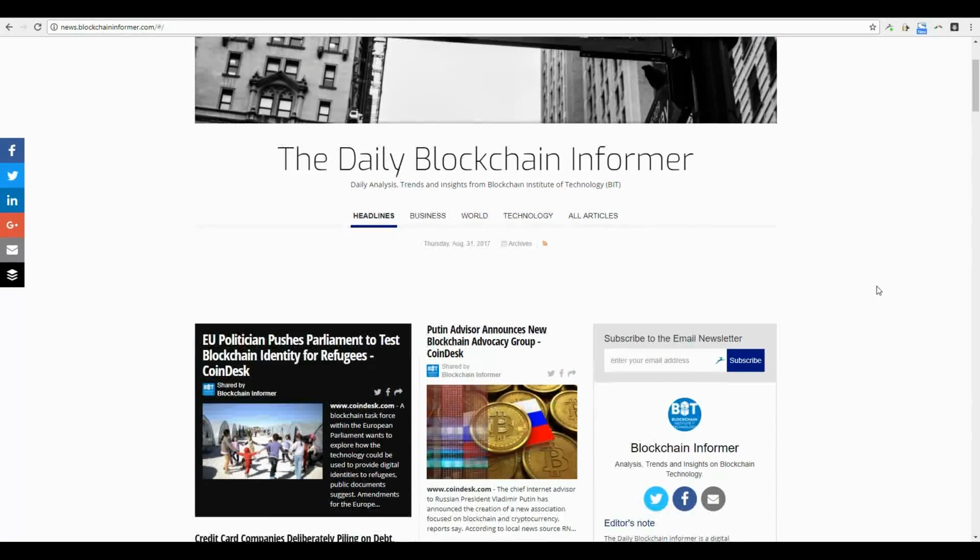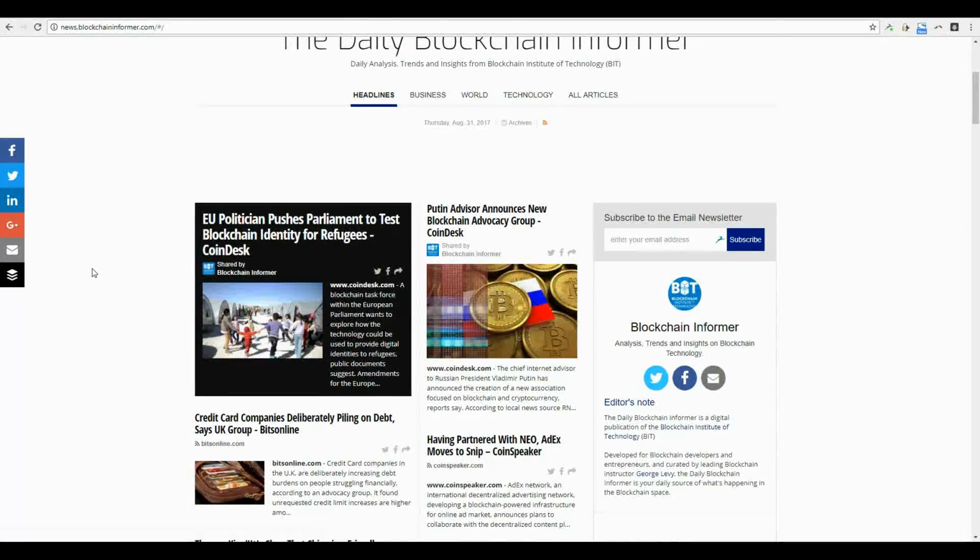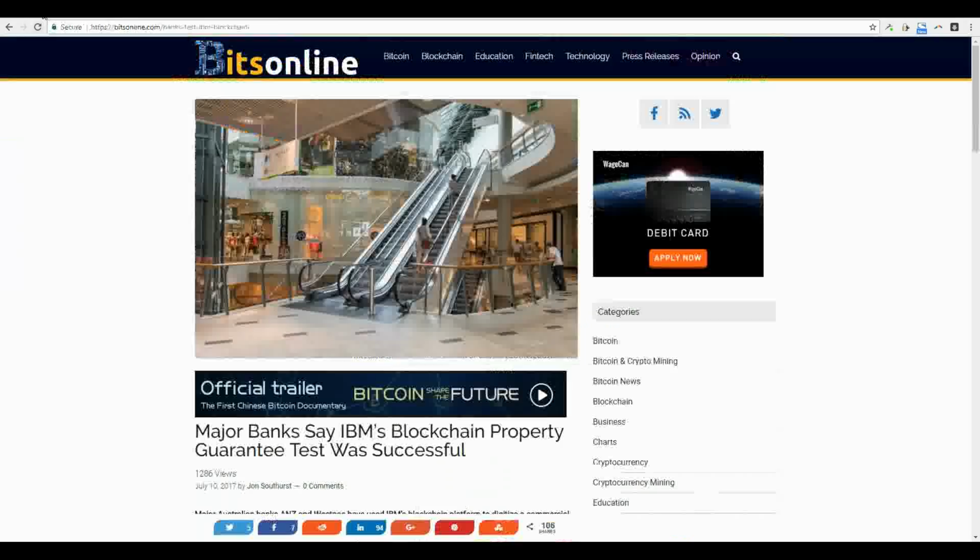If you notice, today's issue actually has the lead story as EU politicians are pushing Parliament to test blockchain identity for refugees. So this is a use of blockchain above and beyond Bitcoin, which is actually used to help refugees. This is just one use.